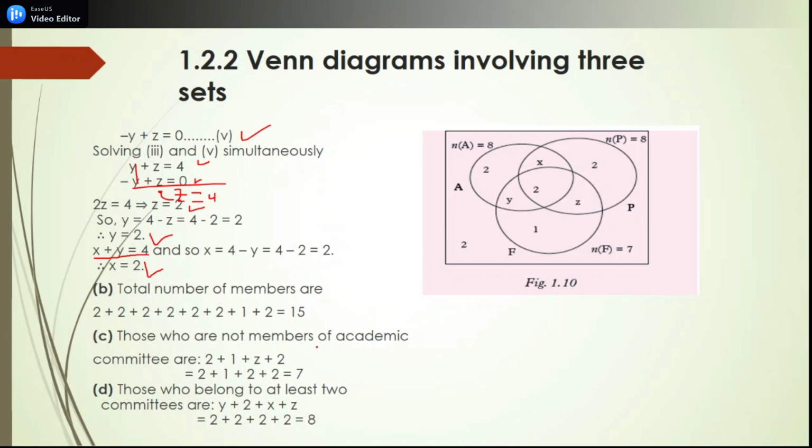Those who are not members of the academic committee, we have to consider the students here, which are different from this one. From this one, we take 2 plus 2, 4 plus 1 is 5 plus 2 is equal to 7. Then those who belong to at least 2 committees, it is this one. You have 2, you have 2, and you have 2, even this one 2. You get 8.